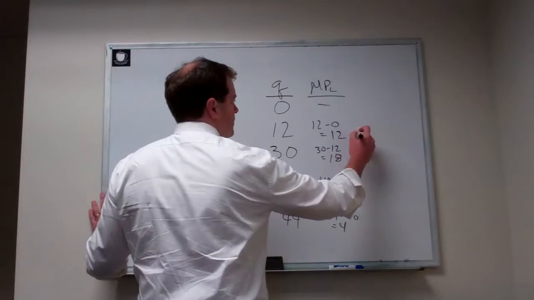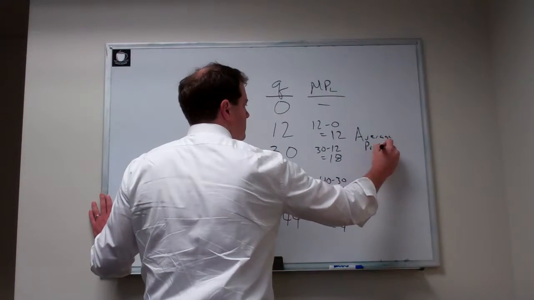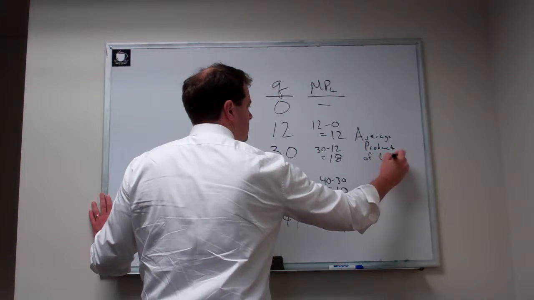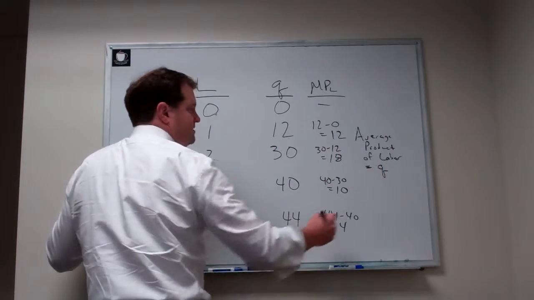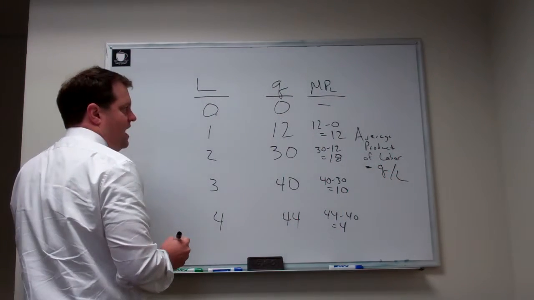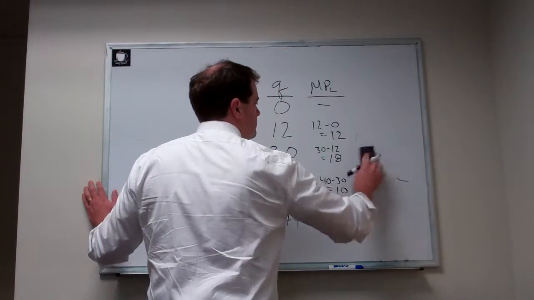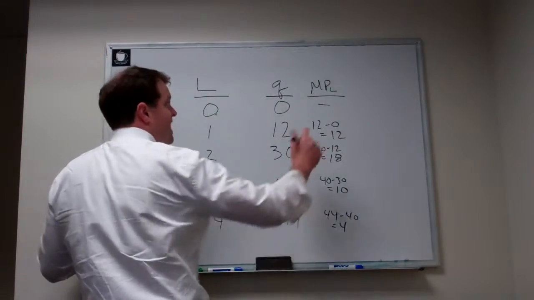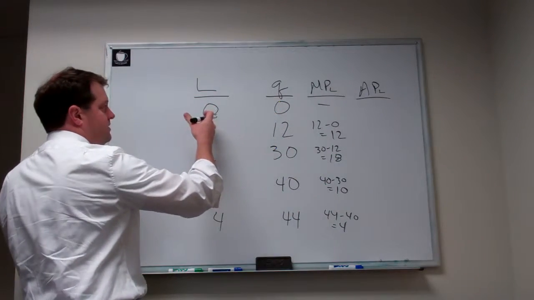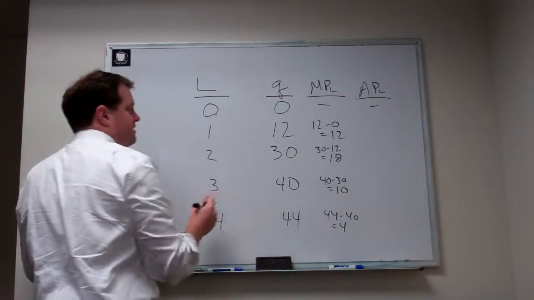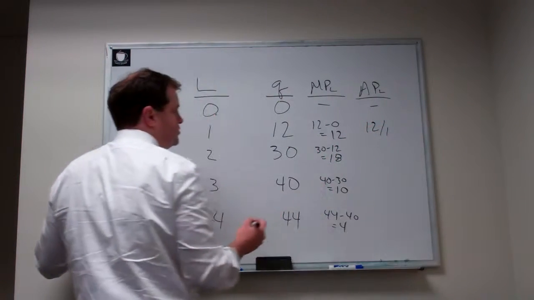Now the second variable we want to be able to calculate is average product of labor. And this is pretty easy. We're just going to take the output amount and divide it by the quantity of labor that's hired. So when I'm calculating average product of labor, I can't divide by 0, so when no one shows up to work, I can't calculate average product of labor. But when that first person shows up to work, the average product of labor is 12.